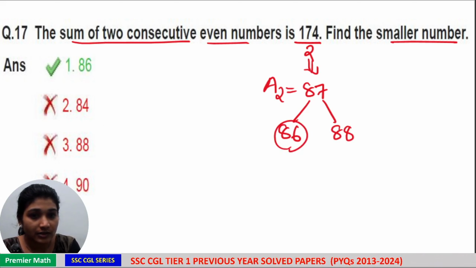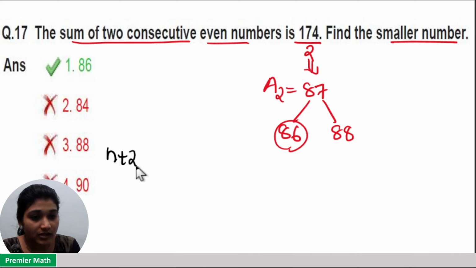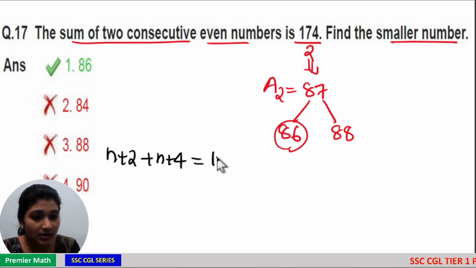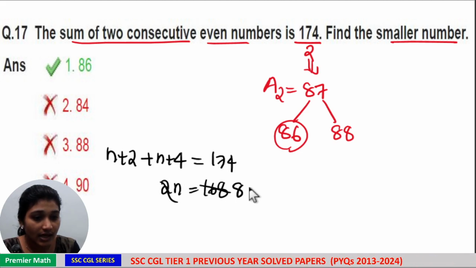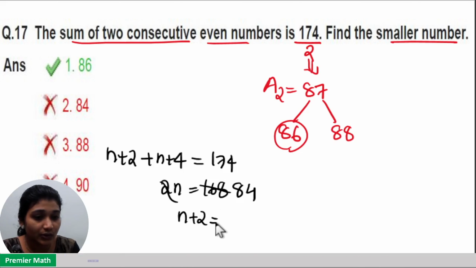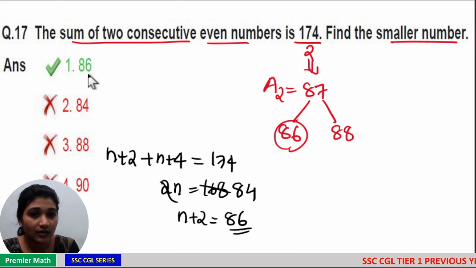Or if you want another method, take n as the smallest number, then n plus 2 is the largest number, since these two are consecutive even numbers. Now the sum is equal to 174. So 2n is equal to 174 minus 2, which is 172. Then n is 86. So option 1 is your answer.